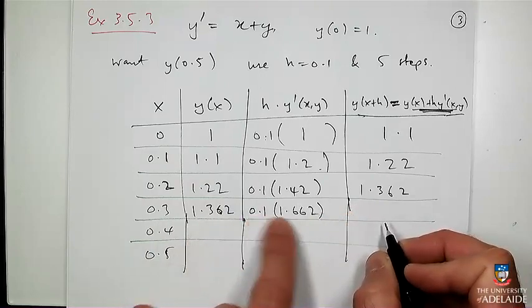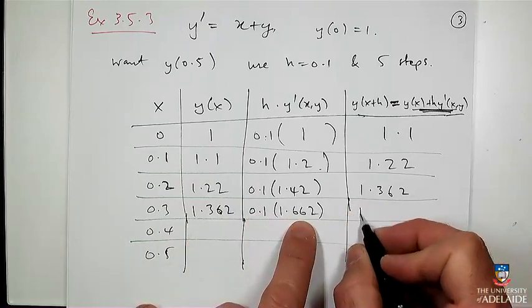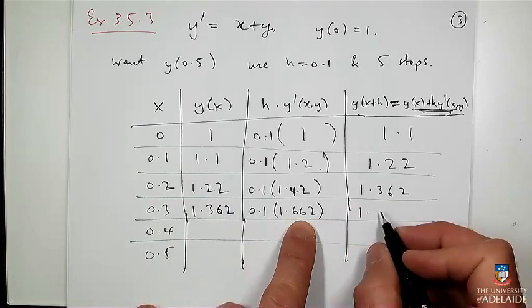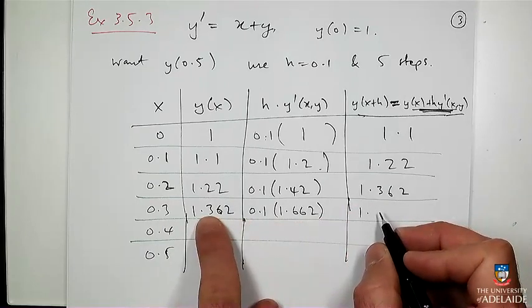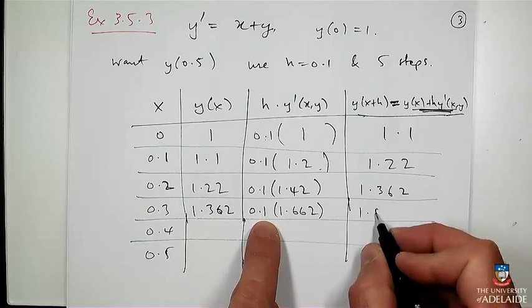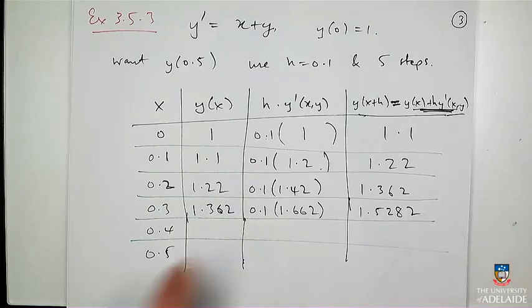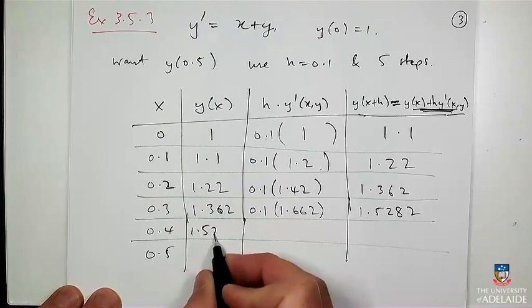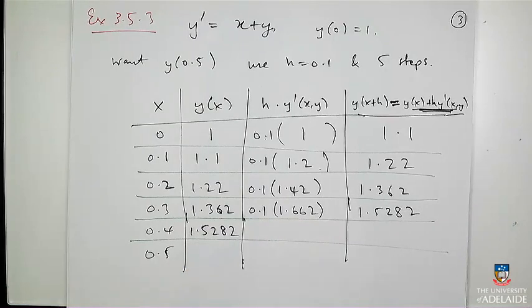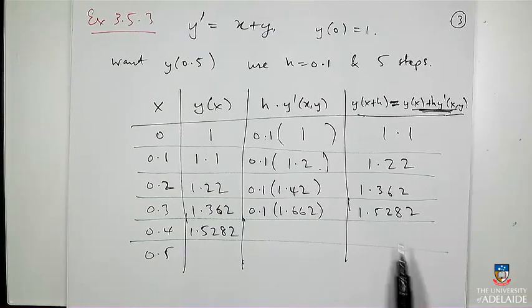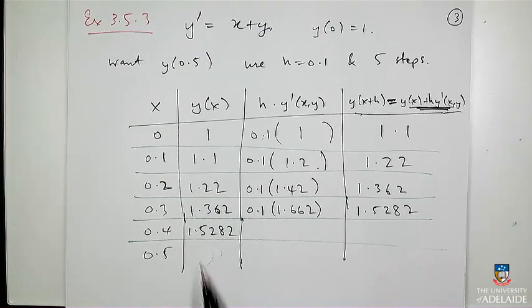And then this is 0.1662, so it'll be like 1 point something. This is why I didn't want to do this one. 1.452 something. 5282. Right, that's our guess for y of 0.4, which is approximately 1.5282. So if you run that scheme one more time, whatever you get here, that will be the answer.